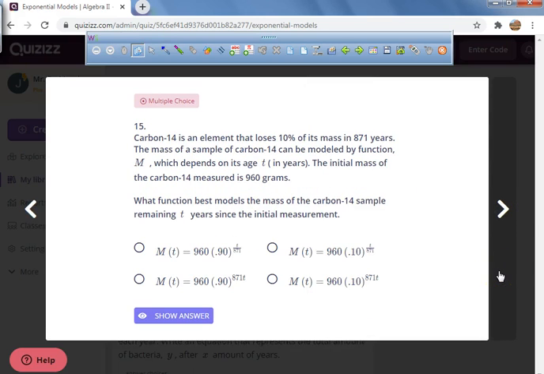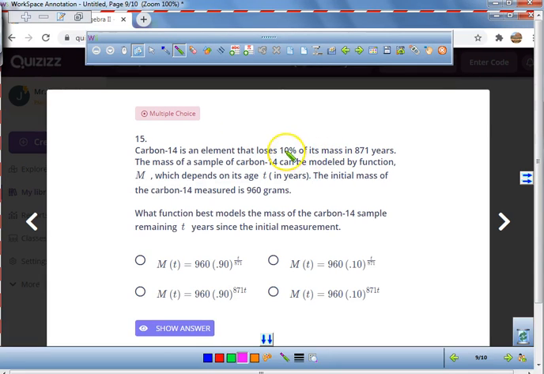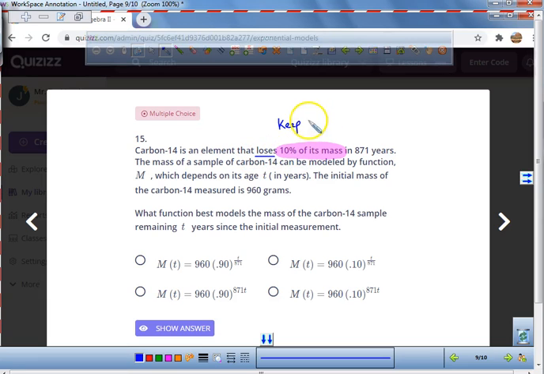Okay. I'm not going to tell you this one because this is pretty much self-explanatory. By the way, here's the one thing I'm going to ask you guys. Ready? If it loses 10% of its mass, what does it keep? If it loses 10%, what percent does it keep? It keeps 90%. So just remember, the 90% is going to represent your decay factor. Okay?